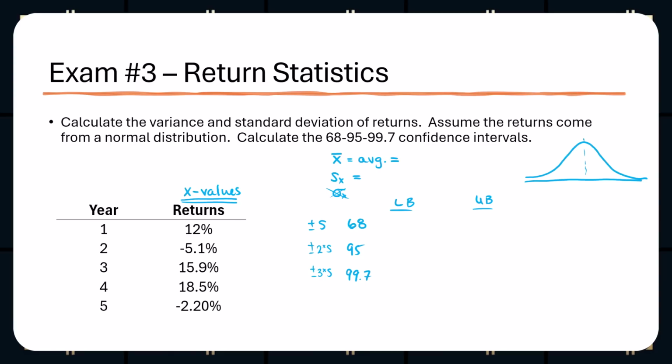Again, our arithmetic average was 7.82%. Our standard deviation was 10.77%. The one thing that we didn't do was find the variance. The variance is just the standard deviation squared. So just remember that, just square the standard deviation. That's why we take the square root. If we're given the variance, we take the square root to find the standard deviation.